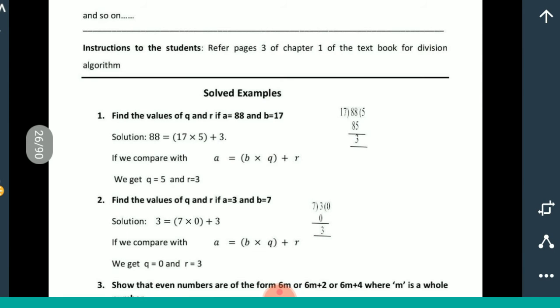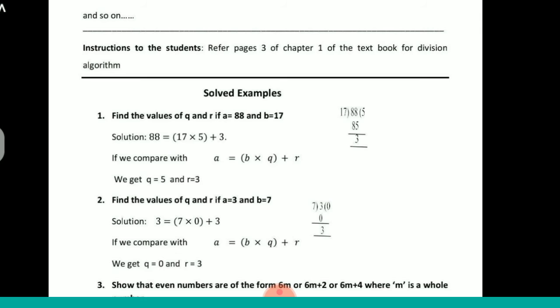Now children, see this first example. Find the values of q and r if a is equal to 88 and b is equal to 17. Simple division it is. Here b is generally taken as the divisor and a is the dividend, that is 88. Divide it by 17: 17 fives are 85, then the remainder is 3. So by division algorithm we can write 88 is equal to 17 into 5 plus 3.